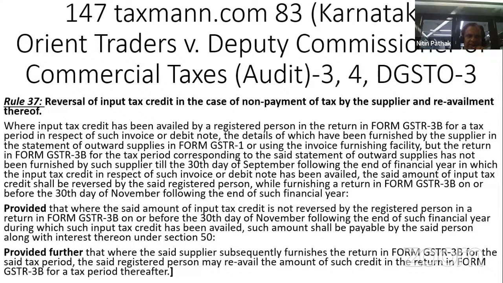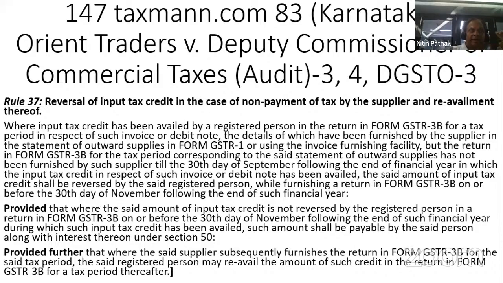Rule 37. Let me read through 37 because it's very practical and day to day. There are two ways ITC needs to be reversed. Once you purchase the goods and you do not make a payment within 180 days, if you do not make payment for the purchase account debited, GST account debited to the party, reverse it. Once you make the payment, just use it.